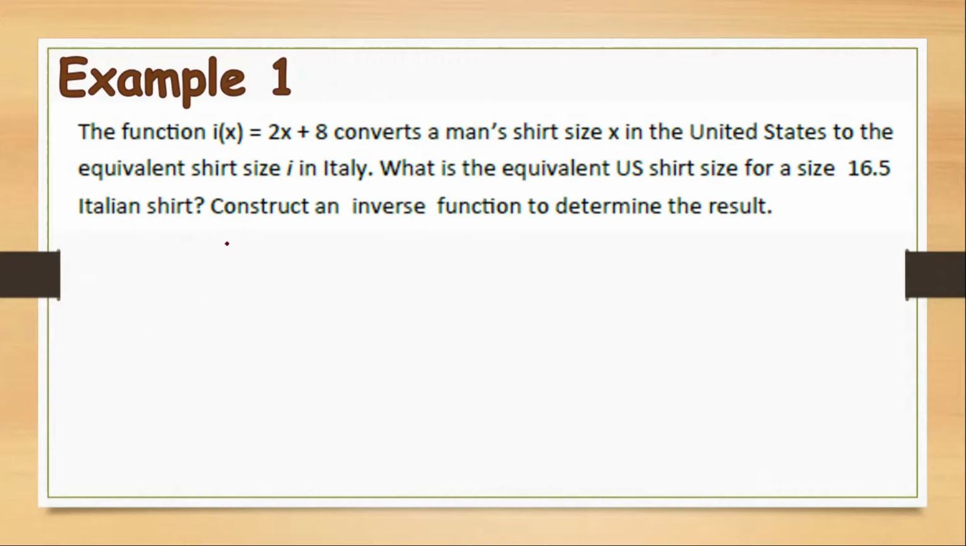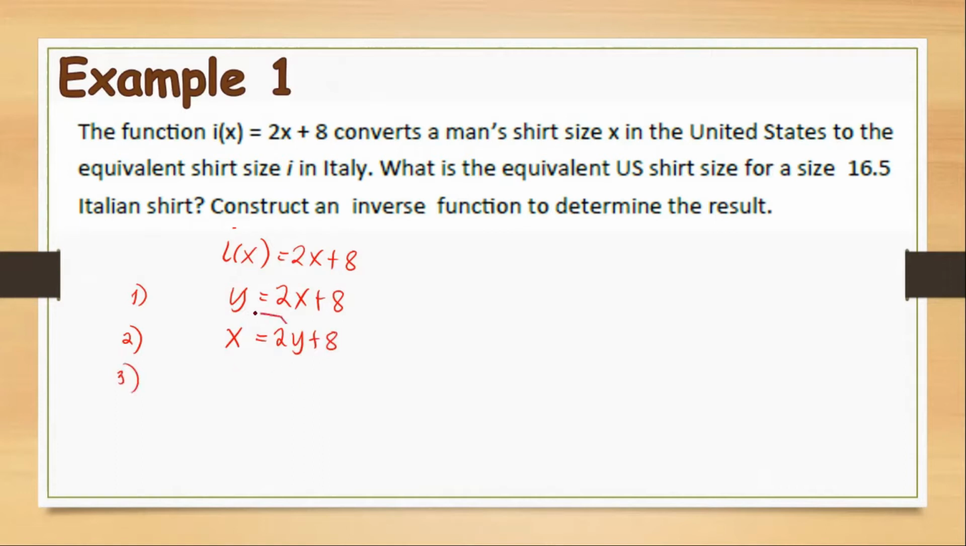So all we have to do is just write I of x equals 2x plus 8. Notice that we can write this function as y equals 2x plus 8. Then you have to interchange your y and x. So this is your step 1. Step 2 is interchange your y and x. So we have x equals 2y plus 8. Then solve y in terms of x.